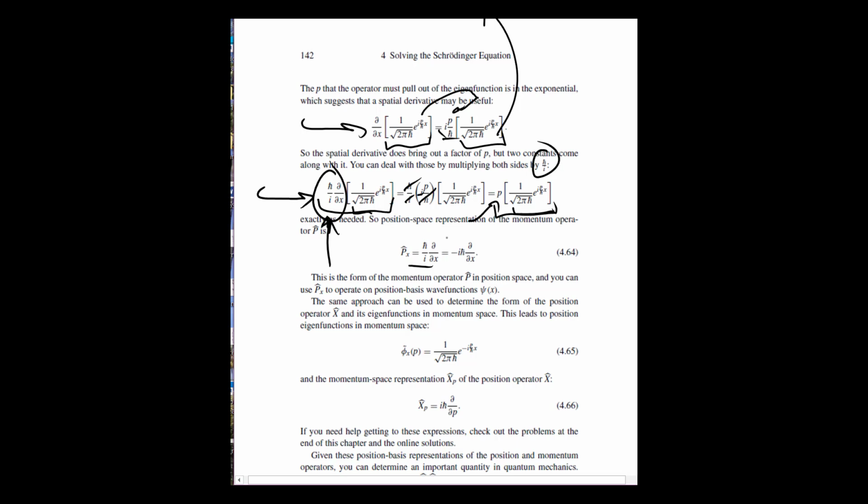Now it's got an i in the denominator, and you can always bring that up to the numerator by adding a minus sign. So there we have it. The momentum operator in position space is minus i h bar partial with respect to x.